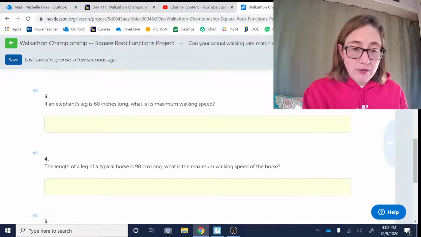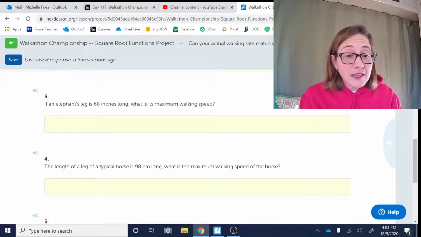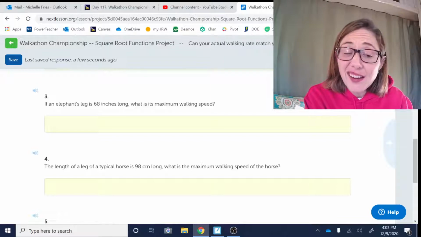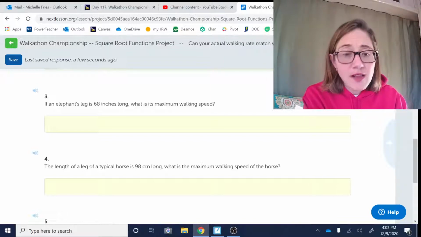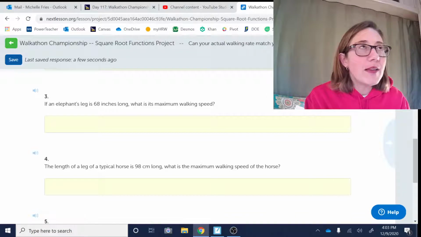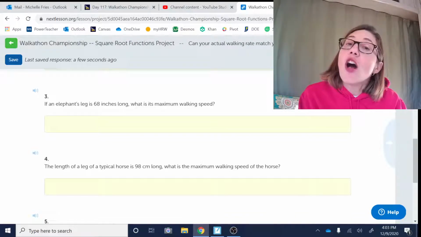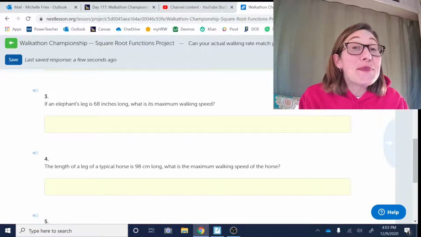because you want it to be either in feet or in meters. Okay, something like that is going to come up on number 4, because it says that this horse's leg is 98 what? 98 centimeters long. Okay, so that's a problem because it's not meters or feet. So how many centimeters are in a meter? Well, that would be 100.